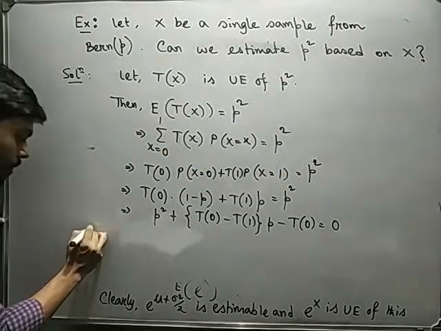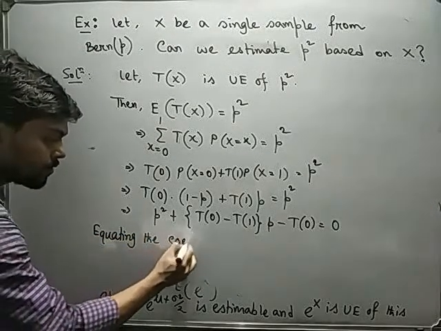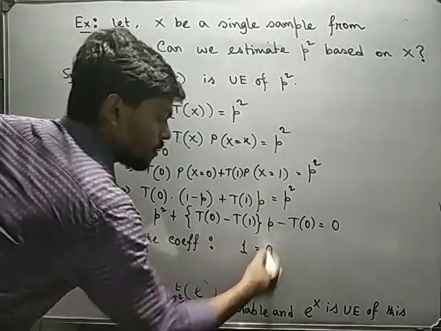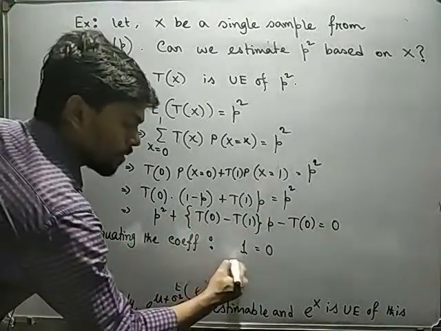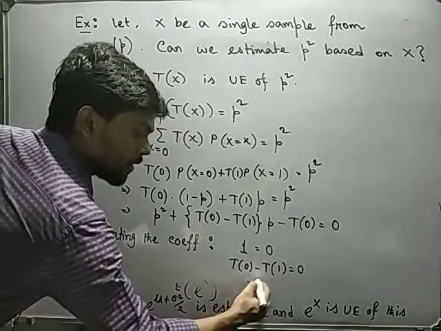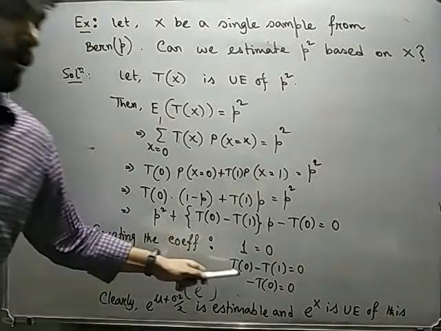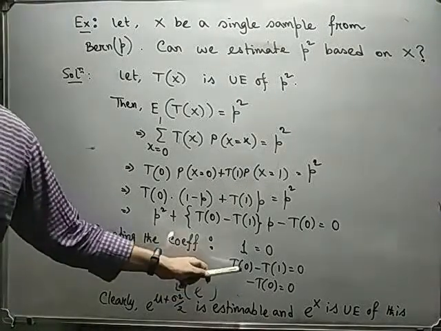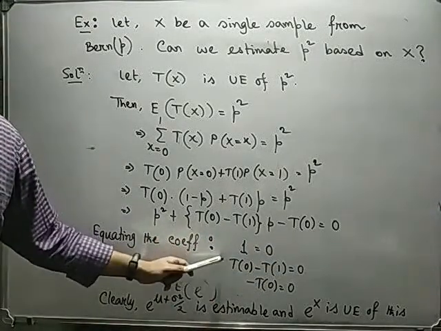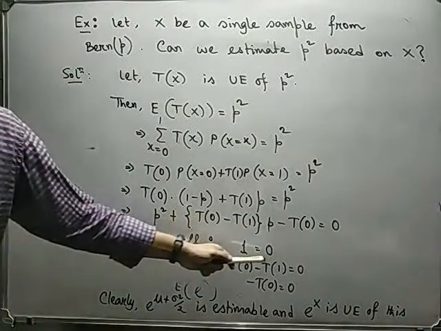So equating the coefficients, we get 1 equal to 0, and then t0 minus t1 equal to 0, and minus t0 equal to 0. Okay. Now these last two equations, which are basically t0 equal to t1 and t0 equal to 0, we can say are valid equations, but this first equation is inconsistent.